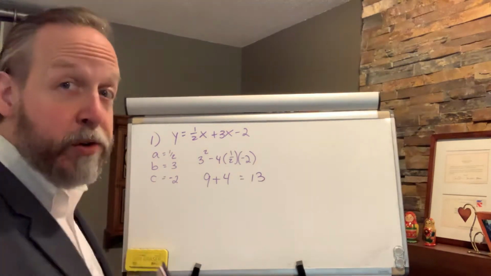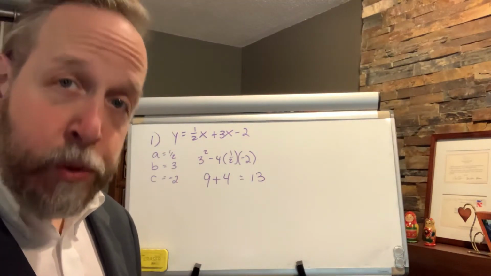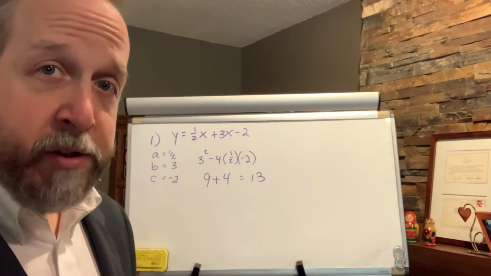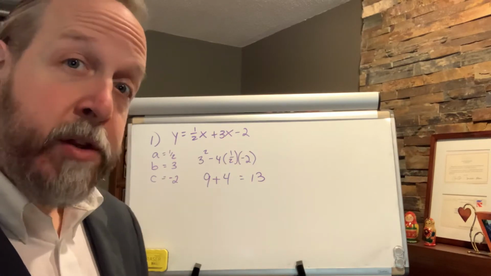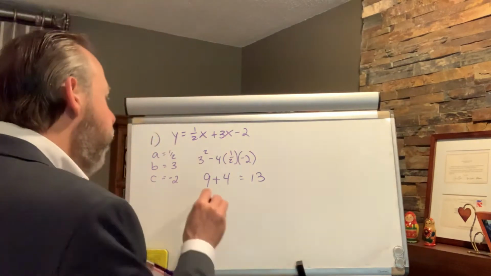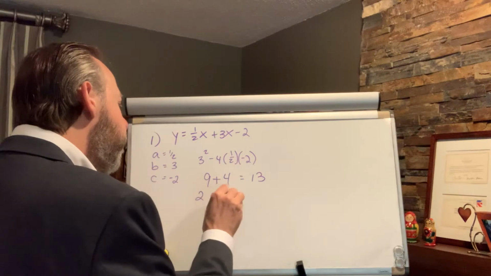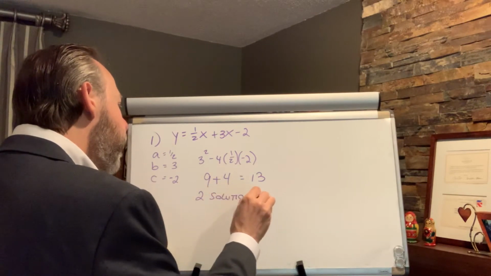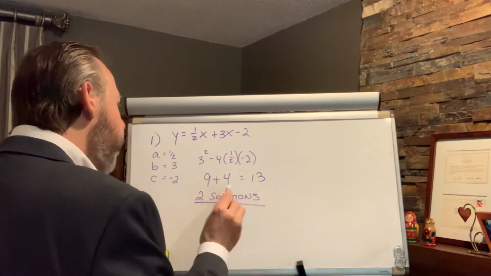So what's the answer to the question? 2 solutions. 13 is a positive number, so our little guideline said if the discriminant is positive, there will be 2 solutions. So that's what you had to do for this problem.